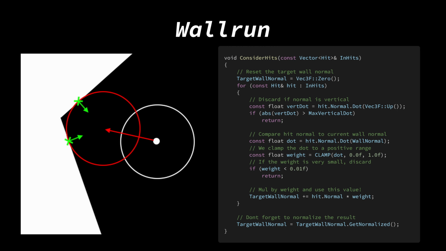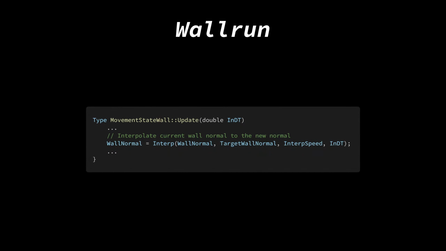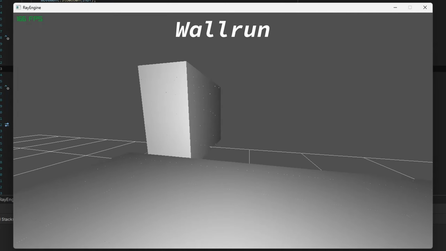You can see that I've expanded the function to include other hits. First off, we reset the target wall normal. At the end of the for loop, we're adding the weighted normal to the target wall normal. And then, of course, don't forget to normalize the result and potentially flatten it as well. And then the normal interpolation is done in the state update. And that's it.